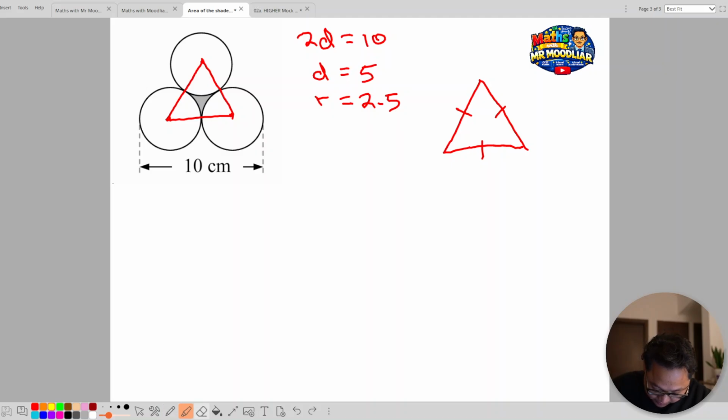From here to there is the radius. From here to there is also the radius, and so on for each side, so it's an equilateral triangle. Let me use a different color pen now. That's one radius and that's one radius, so the base of the triangle would give me 5 centimetres because it's two radii. So each length has 5 centimetres.